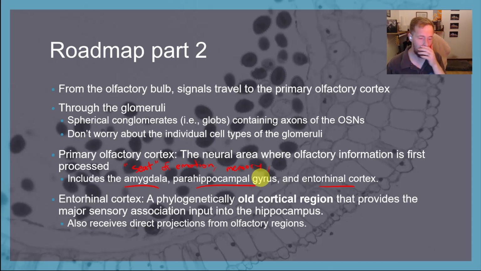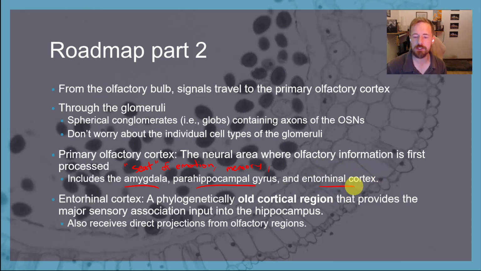Another reason why we can have really strong emotional connections to smell, specifically disgust, like whenever you smell something and it makes you want to throw up, that's because the amygdala is part of that seat of emotion that is going to register whenever you think something is gross or disgusting.